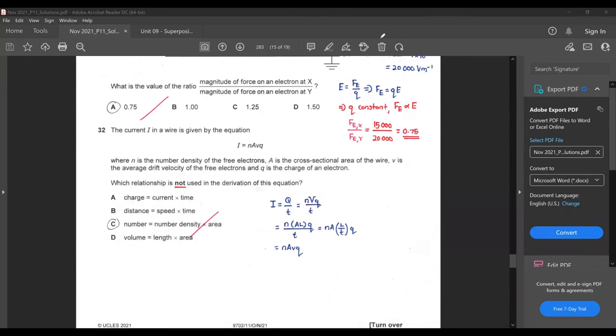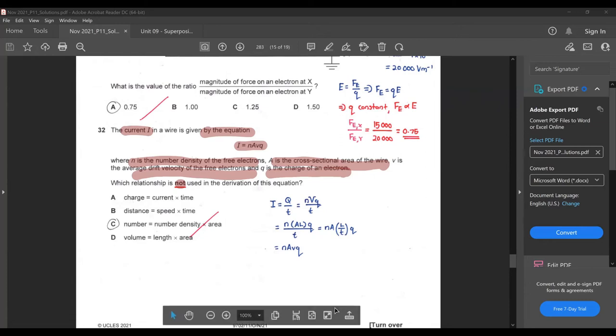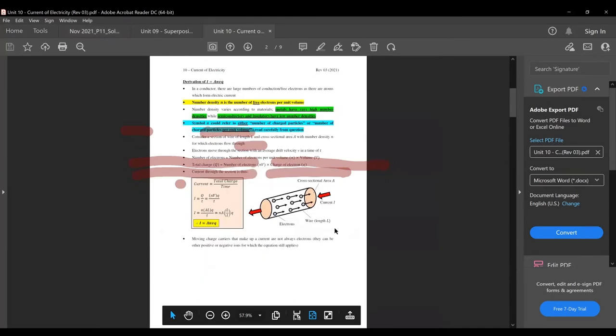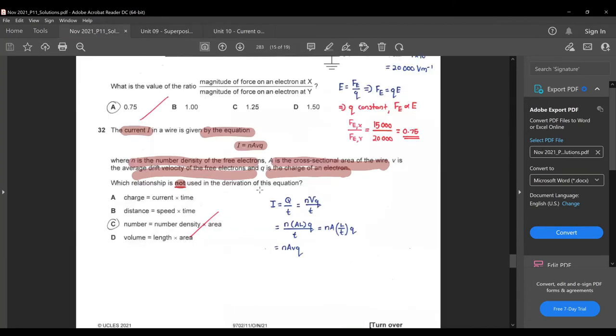Question 32 is on your drift velocity. Well, now we tell you this. Current I in the wire is given by this equation. I is nAvq, where n is the number density of free electrons, A is the cross-sectional area of the wire, v is the average drift velocity of free electrons, and q is the charge of an electron. Which relationship is not used in the derivation of this equation? Now, if you recall the derivation of drift velocity under current of electricity, it looks something like this. The question is asking which relations weren't used in the first place.